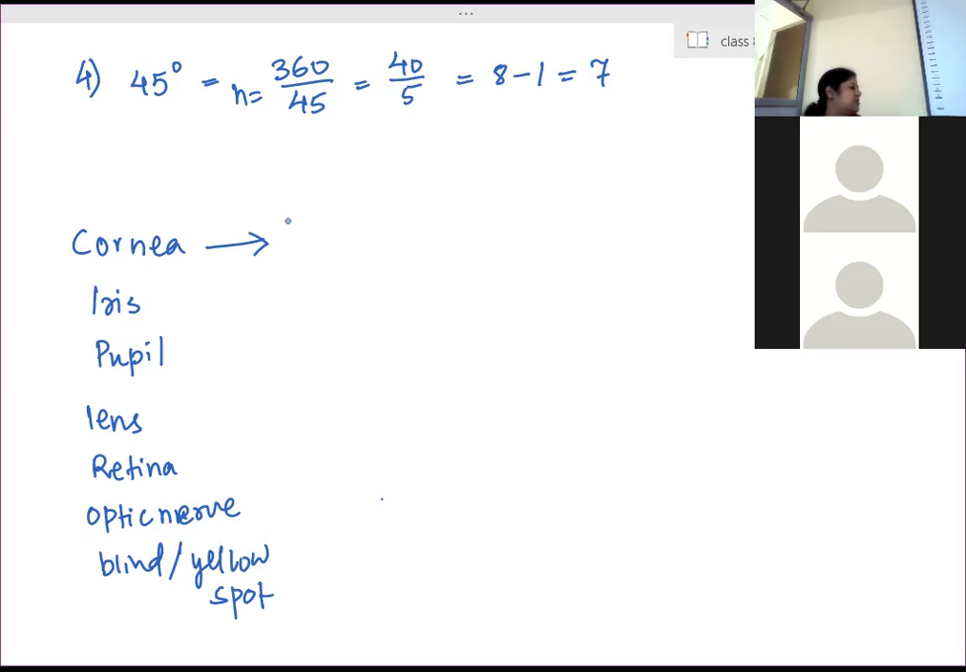One more thing, this difference is always asked. Then what is persistence of vision? Image stays on the retina for 1 by 16th of a second. Every image stays on the retina and is processed by the brain in 1 by 16th second. So this is called persistence. That means the image persists for 1 by 16th second.